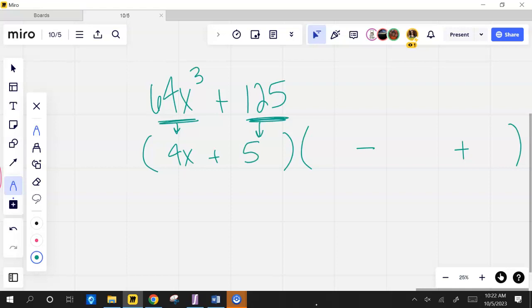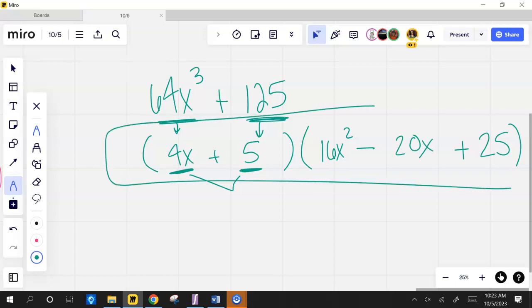Now, I'm going to use these pieces to fill in what's missing over here. If I square this, what do I get? 16x squared. That's exactly right. If I square this, what do I get? 25. That goes on the end. They always stay on the ends. Then if I put them together, that's it. It is literally just a pattern to plug into.